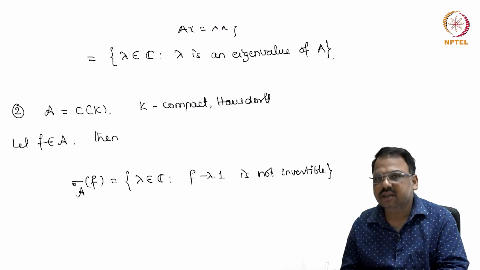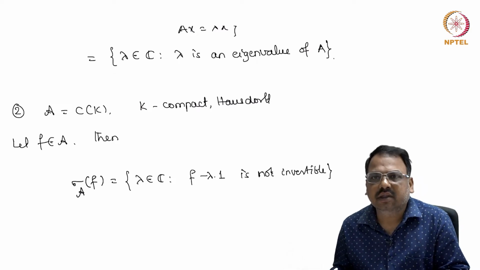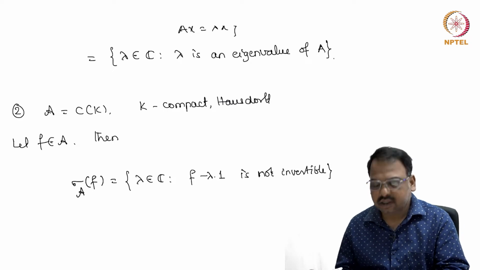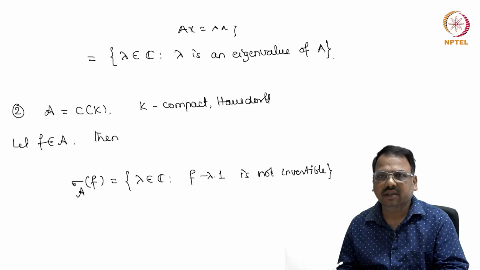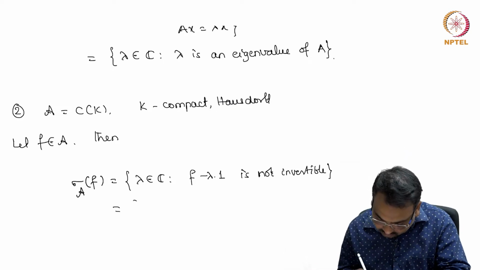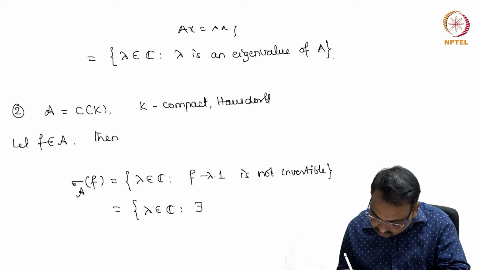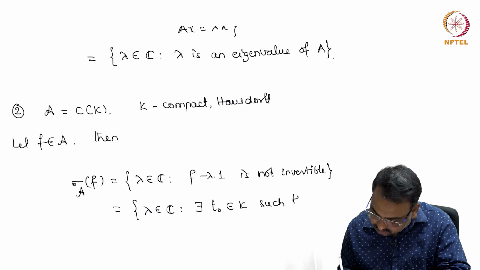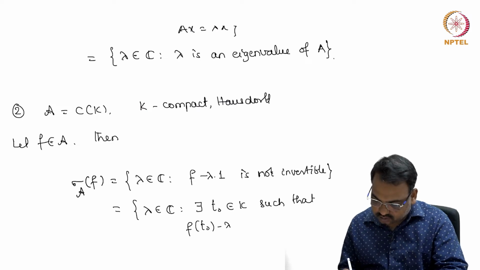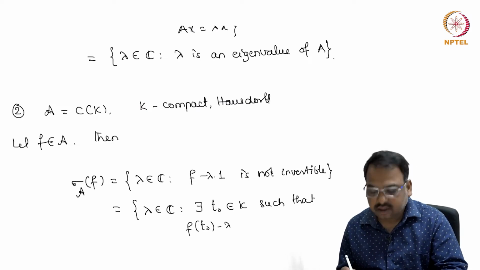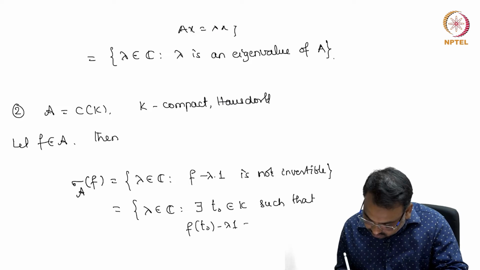We know that a function is invertible if and only if it does not vanish at any point. So if it is not invertible, it vanishes at some point. So this is the set of all lambda in C such that there exists some T naught in K such that f of T naught minus lambda times the constant function 1 acting on T naught, that is 1, is 0.